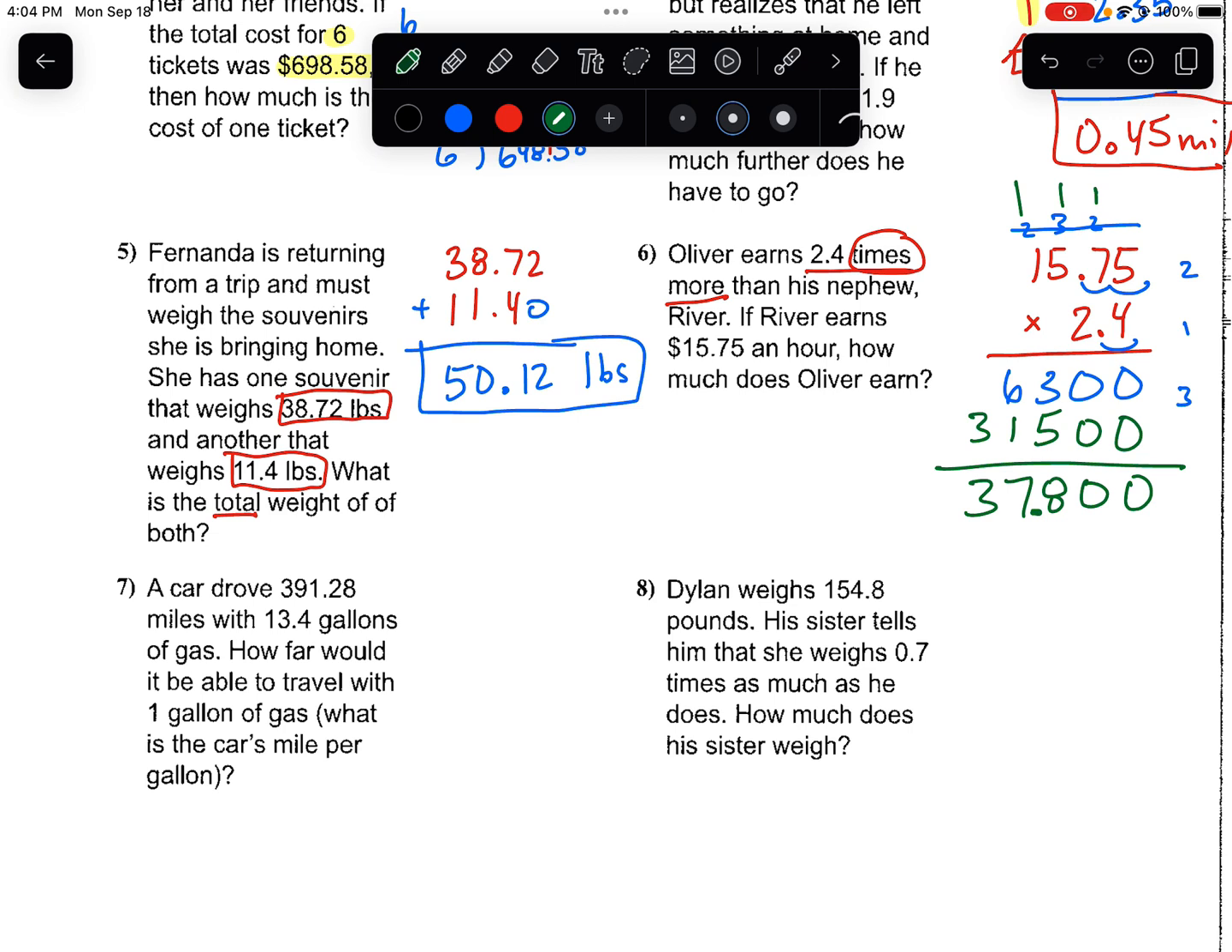Now we are 37.8 would be kind of a weird answer because we're talking about money, right? So if we're talking about money, we should have 2 decimal places. 37.80 is how much Oliver earns.